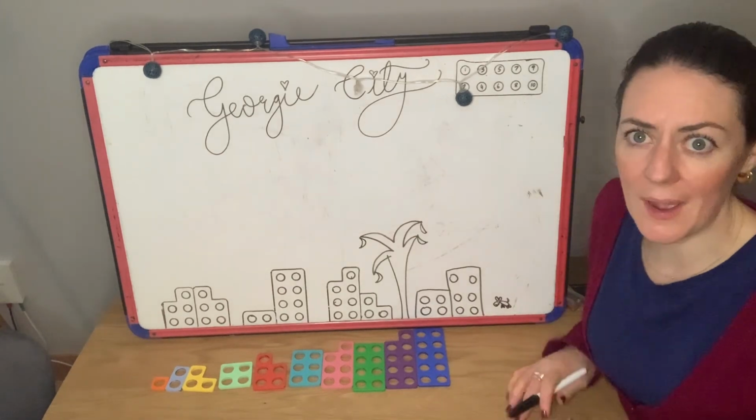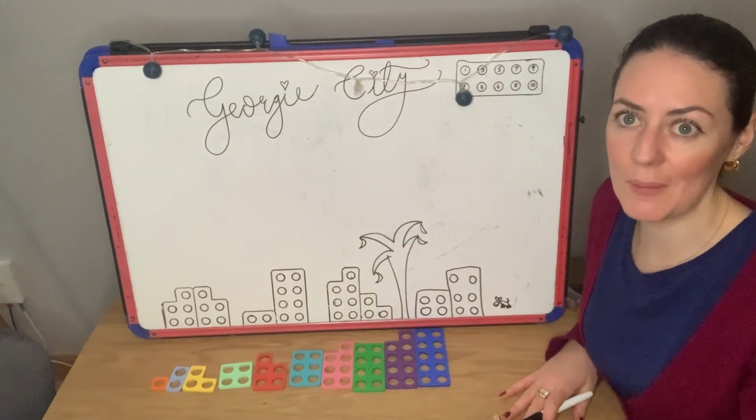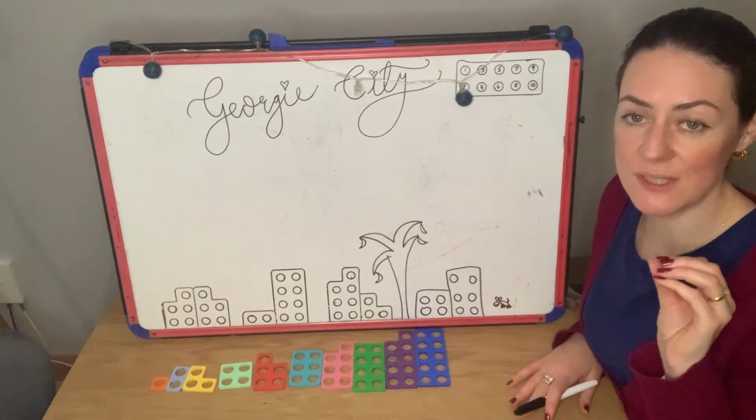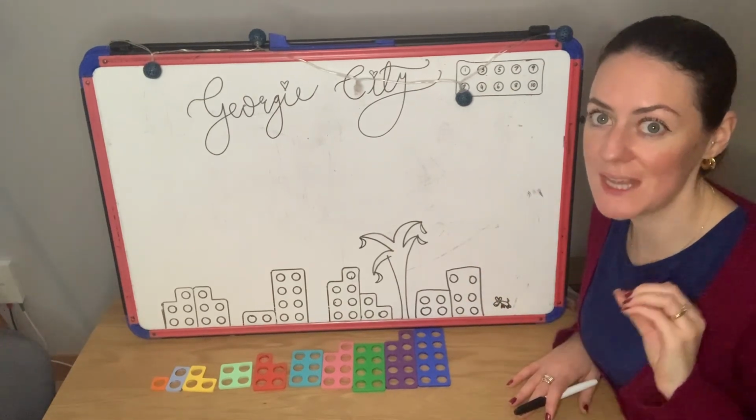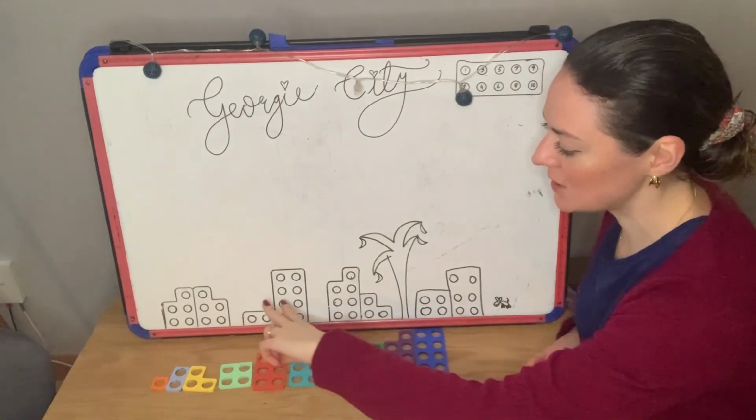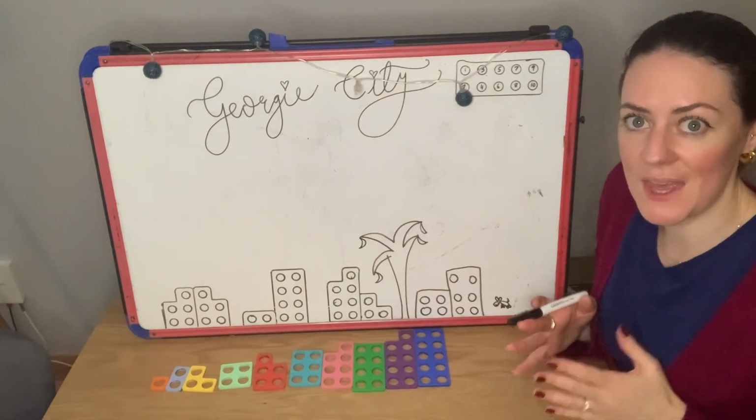Fantastic. So I cannot wait to see what you come up with in your city of 10, your city of 10 number bonds, where each neighbour, when you add them together, they add up to 10.